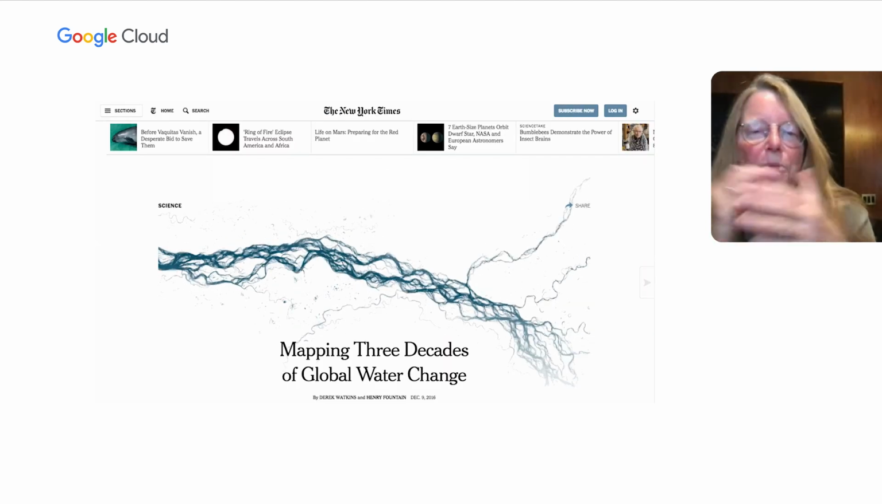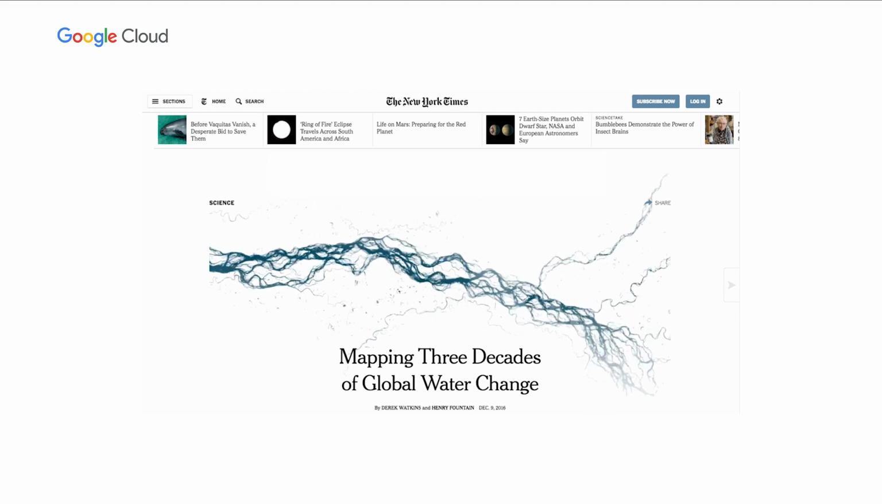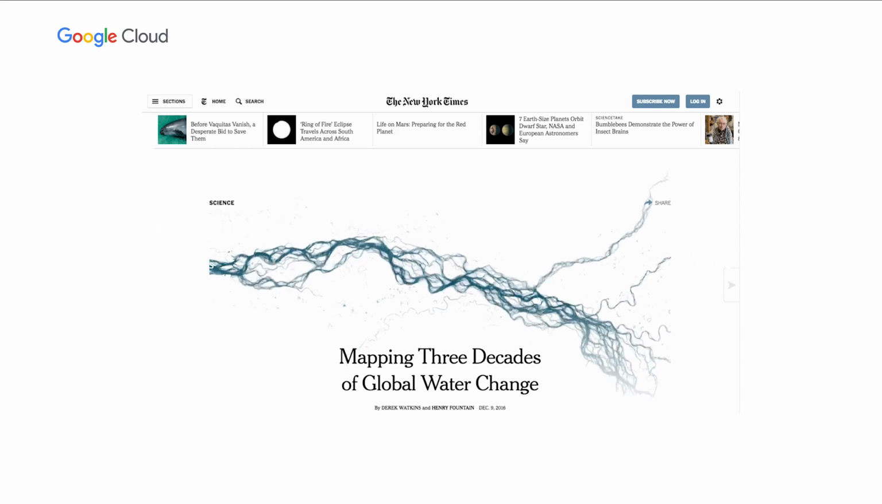So what are people doing with this platform at scale? Well, one of the larger analyses was done by the European Commission Joint Research Center, where they mapped more than 3 decades of global surface water change in high resolution. This is very important for water managers to understand.